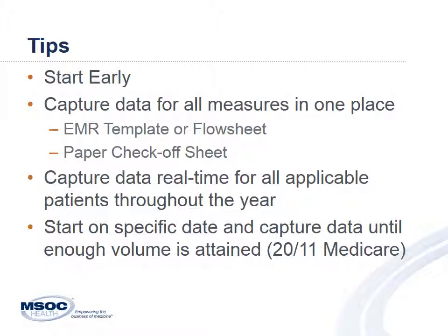Remember that you must have a performance rate greater than 0 on each of the measures in the measure group in order to avoid the penalty. This means that on each measure, at least one of the 20 patients that you include must meet the performance criteria that would indicate high quality.